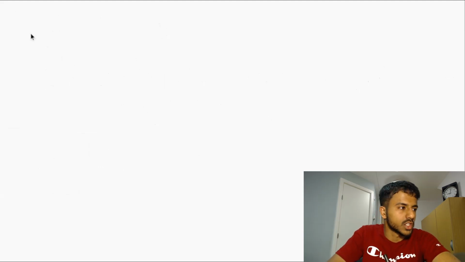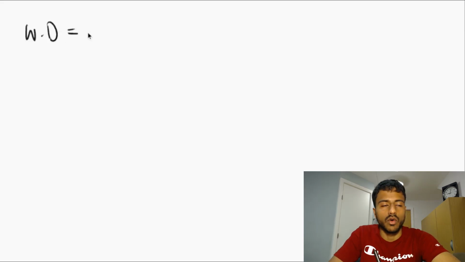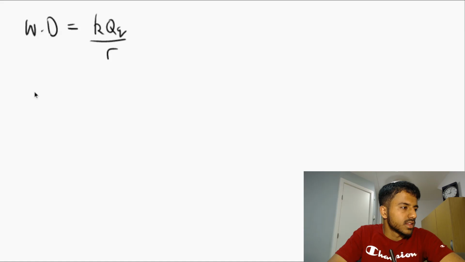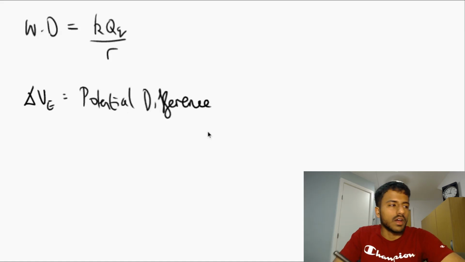With this kind of logic, you can see that the work done equation for electric fields is equal to kqq over r. The difference in electric potential between two points is known as the potential difference. Therefore, your electric potential has a customary unit of volts.